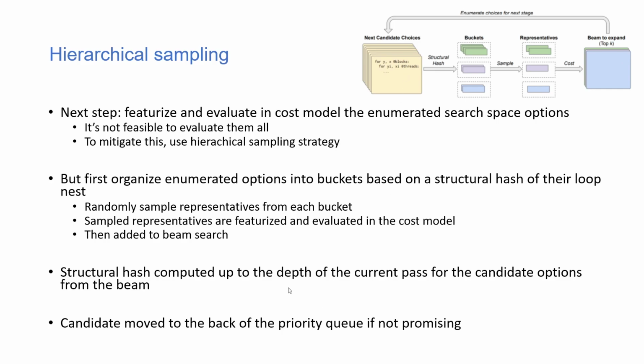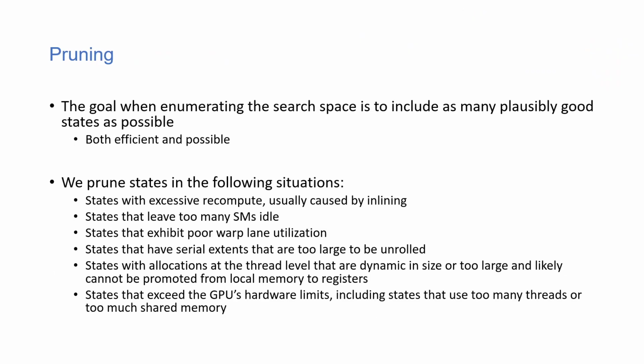You continue until you reach the bottom, and candidates that are not promising are moved to the back of the priority queue. Like any good search, you want to have some pruning, and you want to enumerate the candidates that are both efficient and possible. So you're going to prune in the situations listed here.